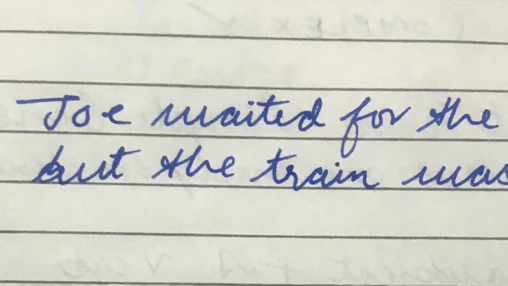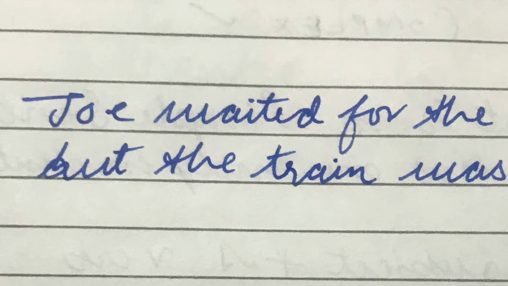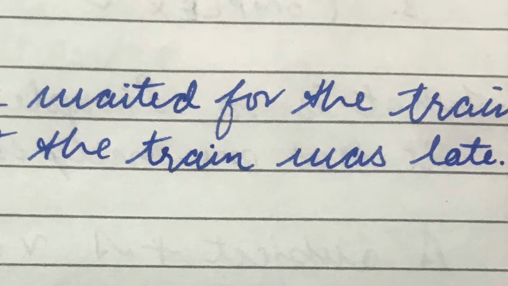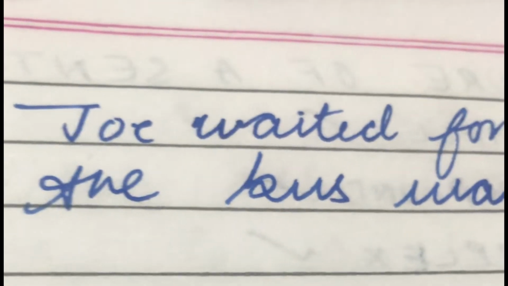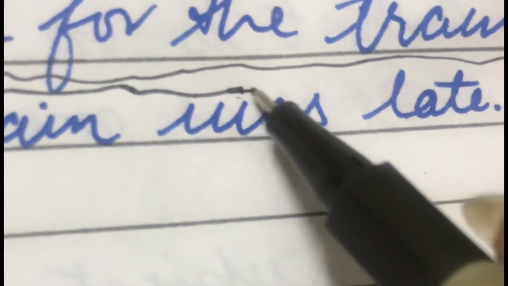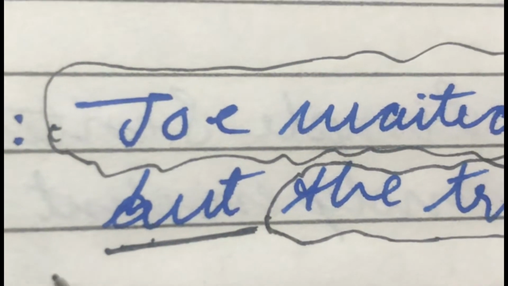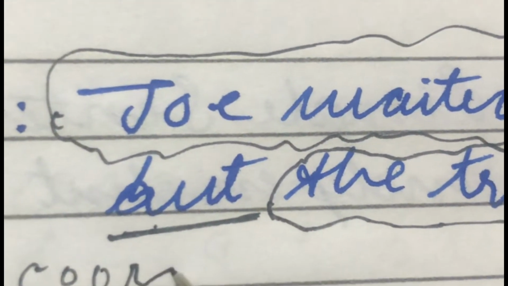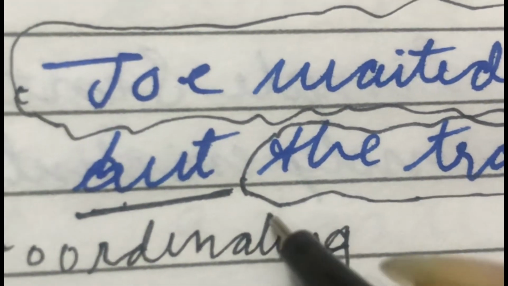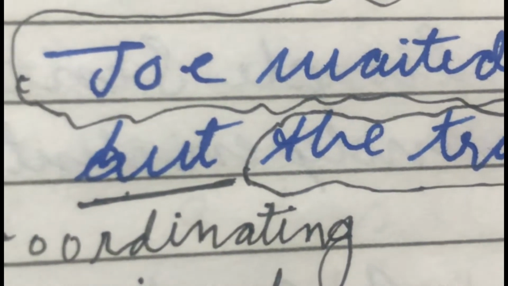So we'll see how to make a compound sentence. The previous two independent clauses that we made, we will combine into a compound sentence by writing: Joe waited for the train, but the train was late. So what we have to study here is that Joe waited for the train is the first independent clause in this sentence, and the train was late is the second independent clause. And now look at the conjunction but. This is a coordinating conjunction which joins these two independent clauses and makes it into a compound sentence.